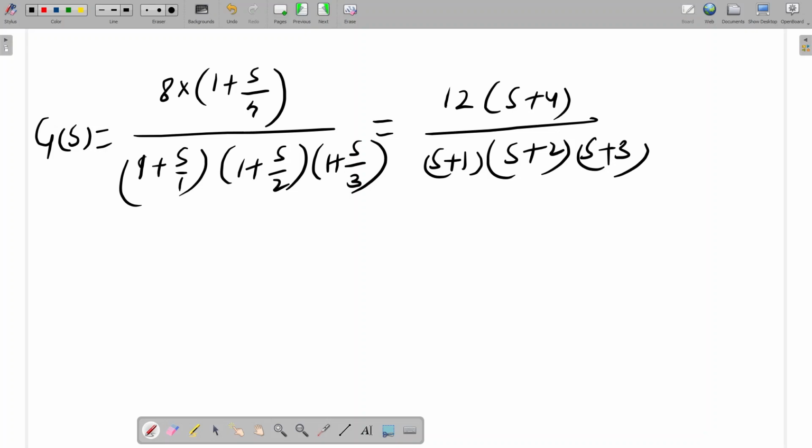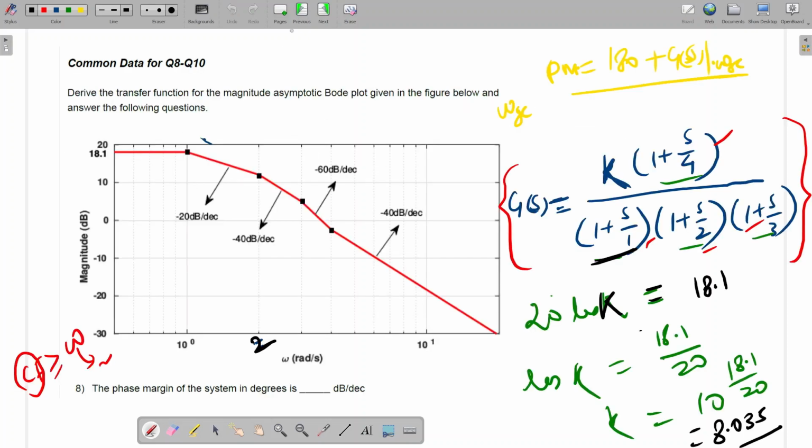So now what we have to do? We have to calculate the phase margin of the system in degrees. We know the plot, but what is the gain crossover frequency? This only, correct? What will be this value? We can calculate this. Can we calculate this value from this plot only? Is it possible? Can you tell?